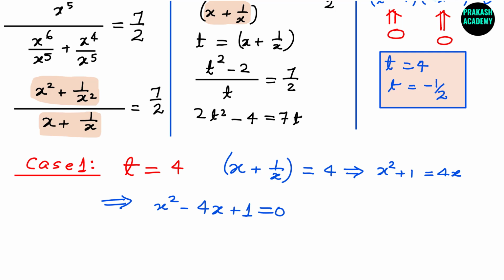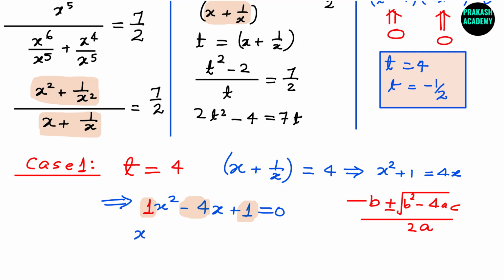And you may remember the roots of a quadratic equation are given by this formula: minus b plus minus the square root of b square minus 4ac, divided by 2a. In this case, a is 1, b is minus 4 and c is 1. So if you use this formula, you can find the roots. Let us say the roots are x1 and x2.